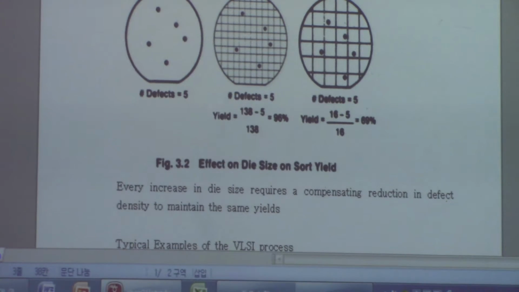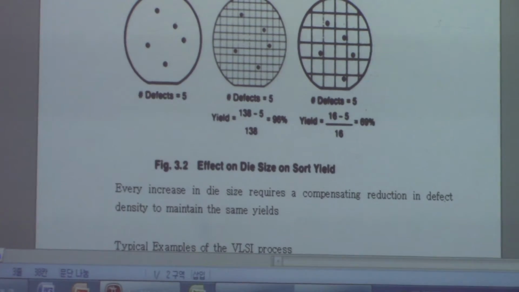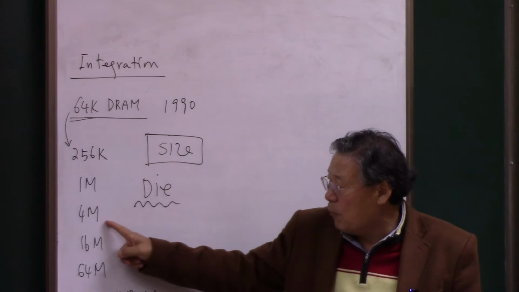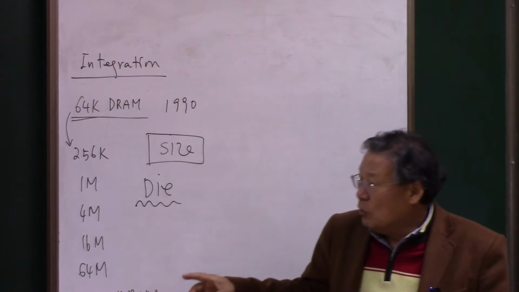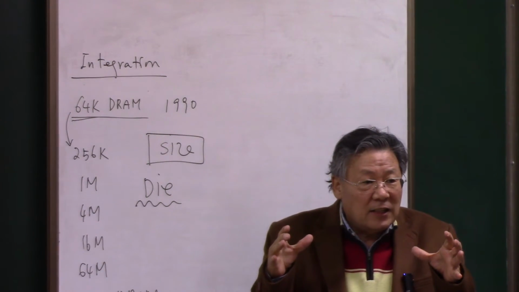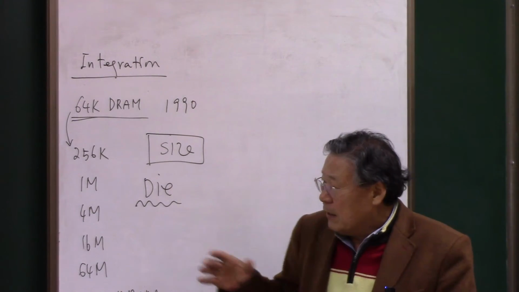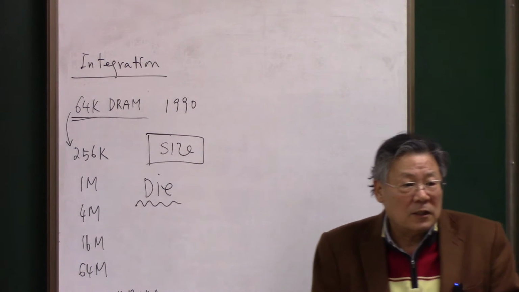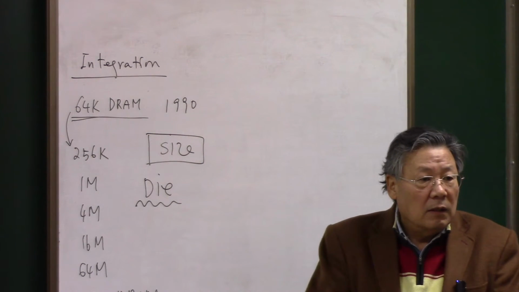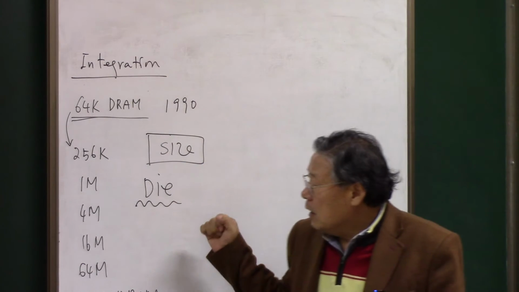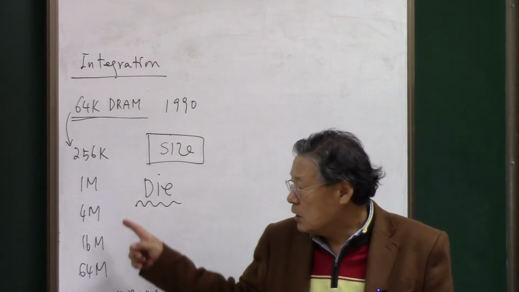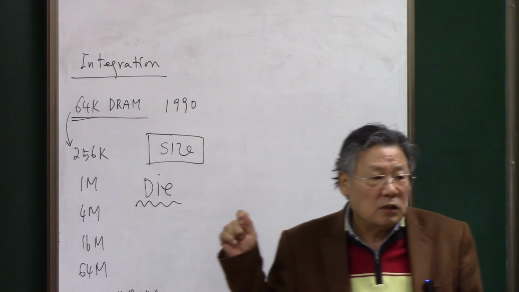In other words, if you have technology to make a 1 mega DRAM, but you want to produce a 4 mega DRAM, then you have to increase the die size. And in that case, the yield drastically goes down. So in the real industry, it means that you cannot make it. The cost is too high. Production cost is too high.